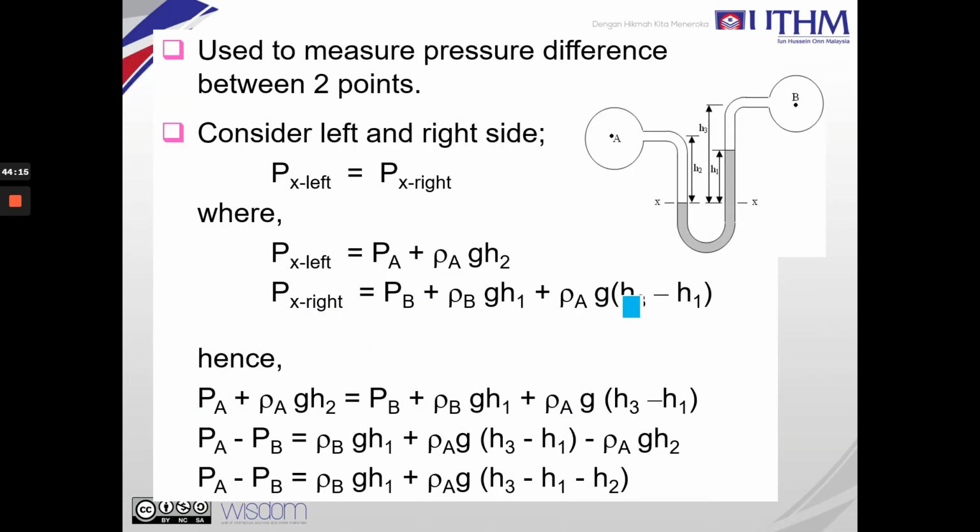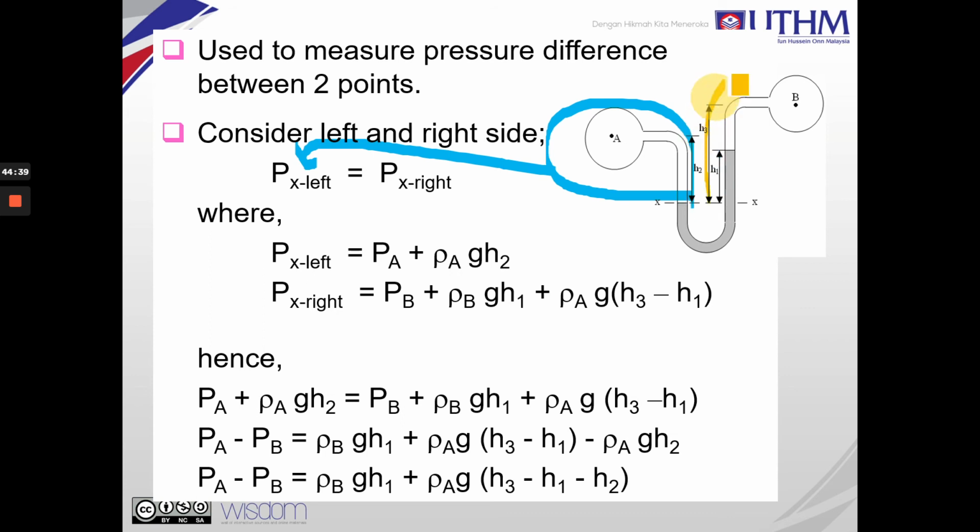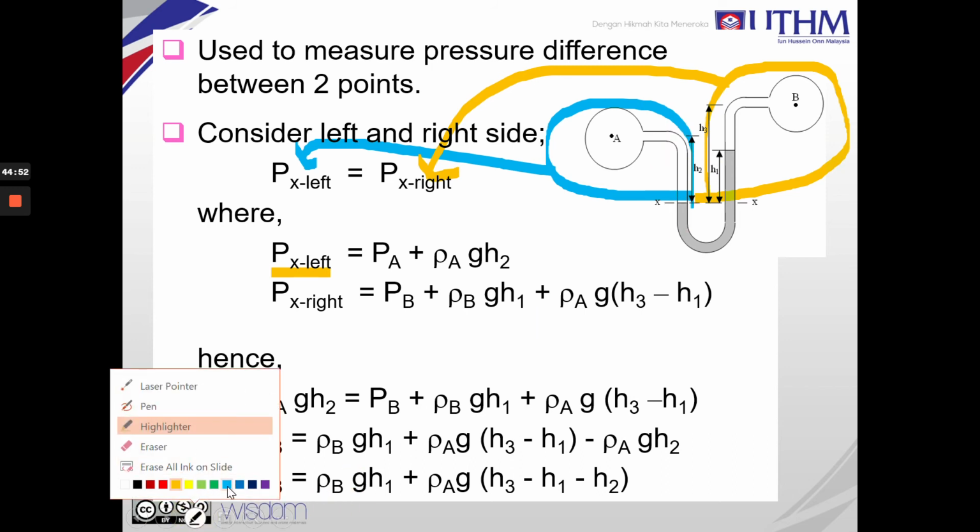Look at this figure, used to measure the pressure difference between two points. We have the two points here. This point is for the left side, and this is the right side. Look at the left side here.